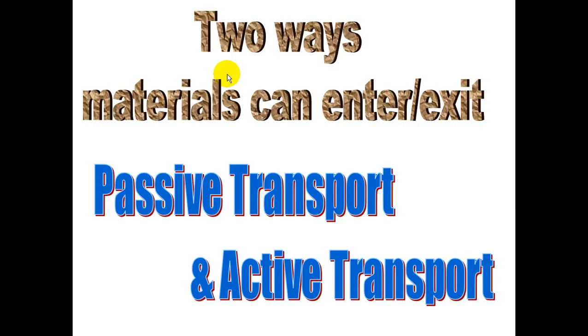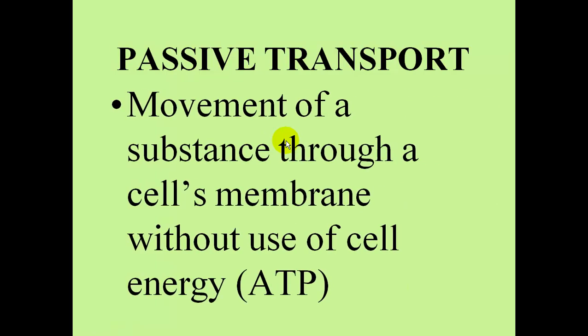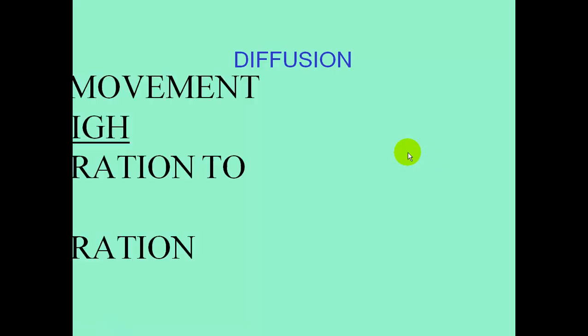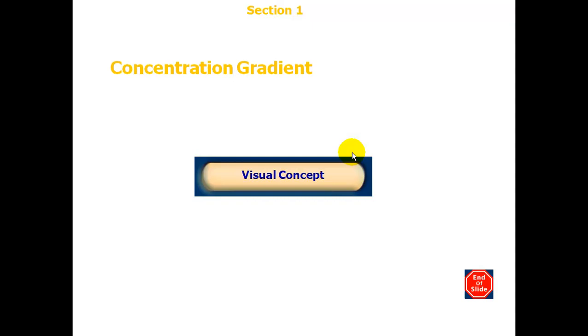Well, there's two ways that can happen: passive transport and active transport. Some of this we covered in class already. Passive transport is the movement of a substance through the cell membranes without the use of ATP. There's no energy required. There's three main types. First type is diffusion. Diffusion is defined as the random movement of a substance from a high concentration to a low concentration.